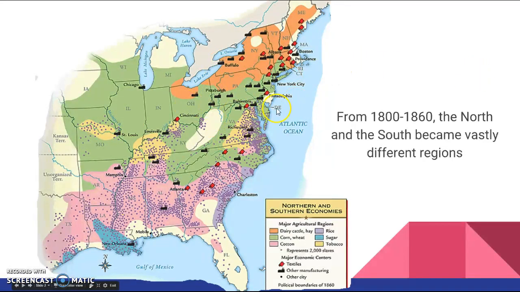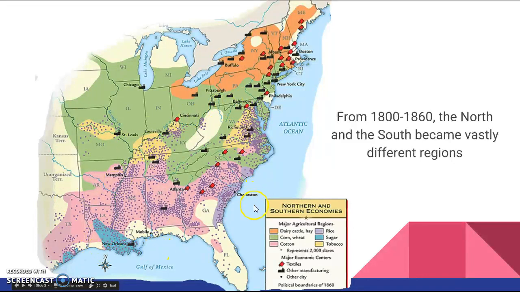But one thing to emphasize here is that from 1800 to 1860, the North and the South are very, very different in terms of their economies, their cultures, their populations. Just two completely different regions, with the North mostly focusing on that manufacturing. And then we look down here at the South.